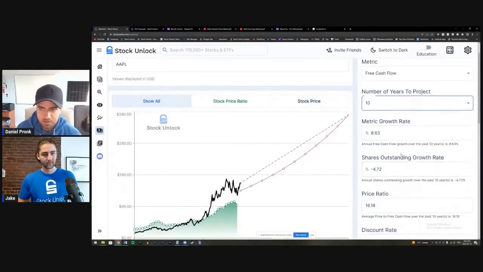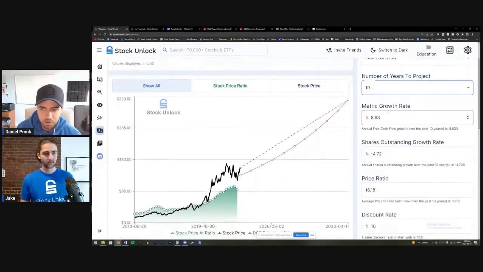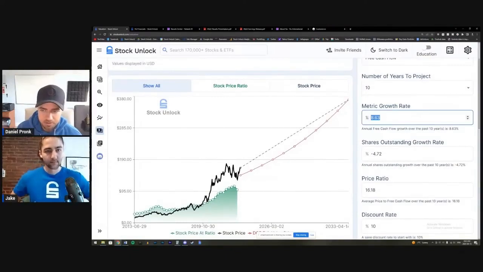And what we do here, we automatically do the autofill. You can turn that off. But over the past 10 years, Apple has grown its free cash flow at an annual rate of 8.63%. So basically, our DCF will take this and then just project it out over the next 10 years. So what it does is it makes the assumption that Apple is going to grow over the next 10 years as quickly as it did over the past 10 years. That's the best we could do.